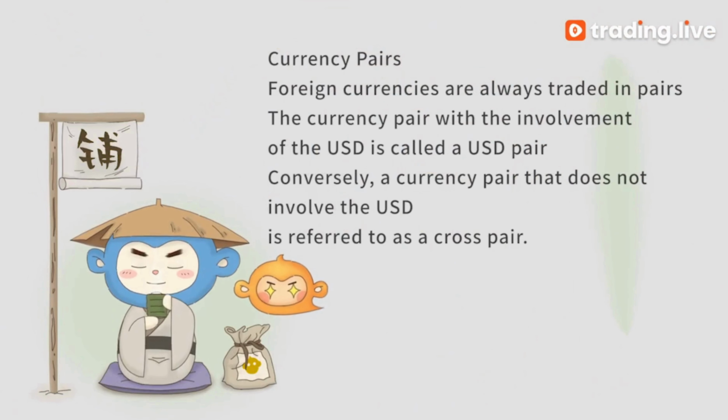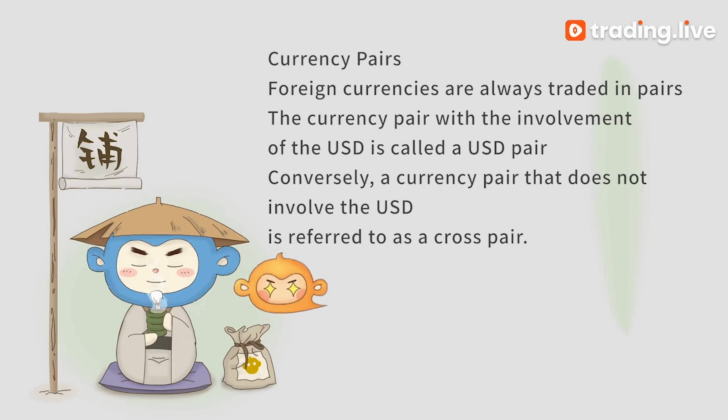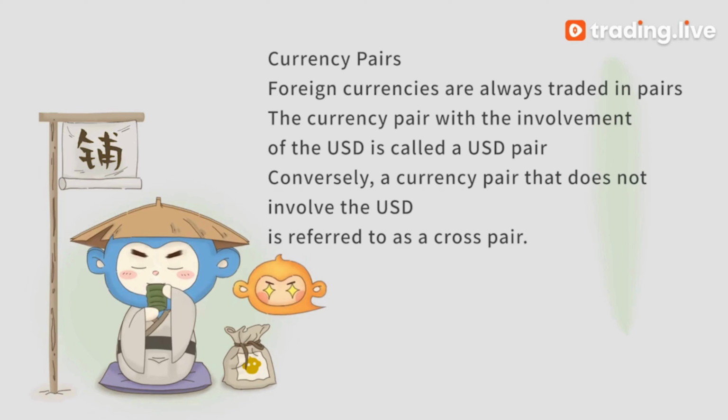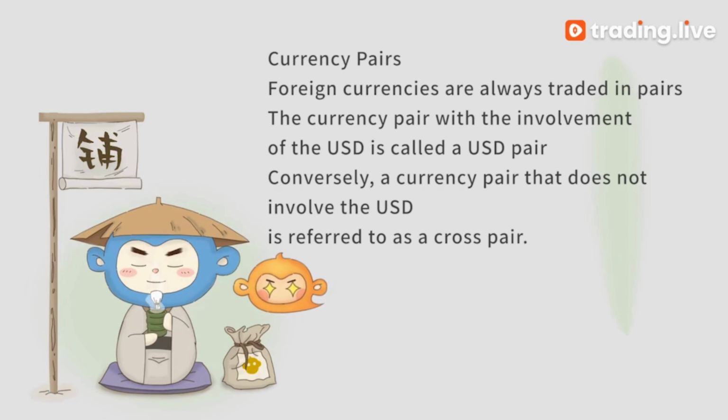Okay, now let's go over what we have learned today. Foreign currencies are always traded in pairs. The currency pair with the involvement of the US dollar is called a US dollar pair. Conversely, a currency pair that does not involve the US dollar is referred to as a cross pair.